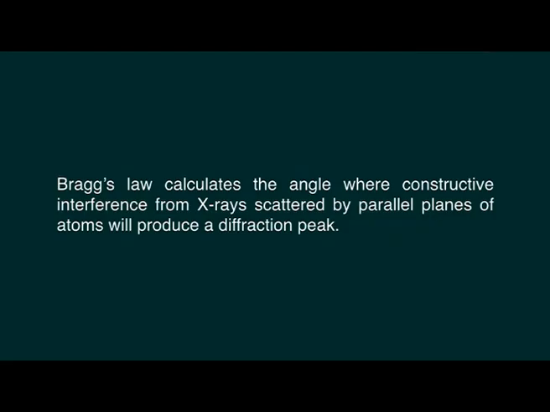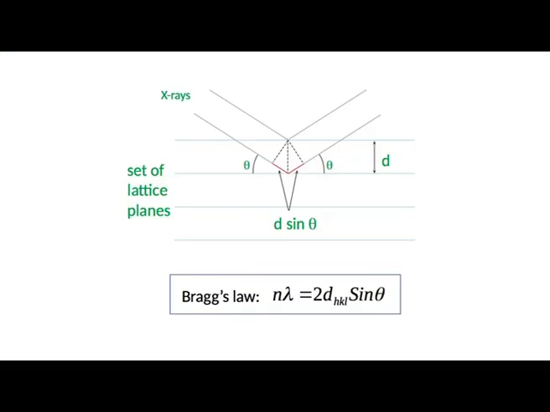Bragg's law calculates the angle where constructive interference from X-rays scattered by parallel planes of atoms will produce a diffraction peak. Let me repeat it. Bragg's law calculates the angle where the constructive interference from X-rays scattered by the parallel planes of atoms will produce a diffraction peak. For a crystalline solid, the waves are scattered from lattice planes separated by the interplanar distance. Say we designate it by the letter d, interplanar distance d.